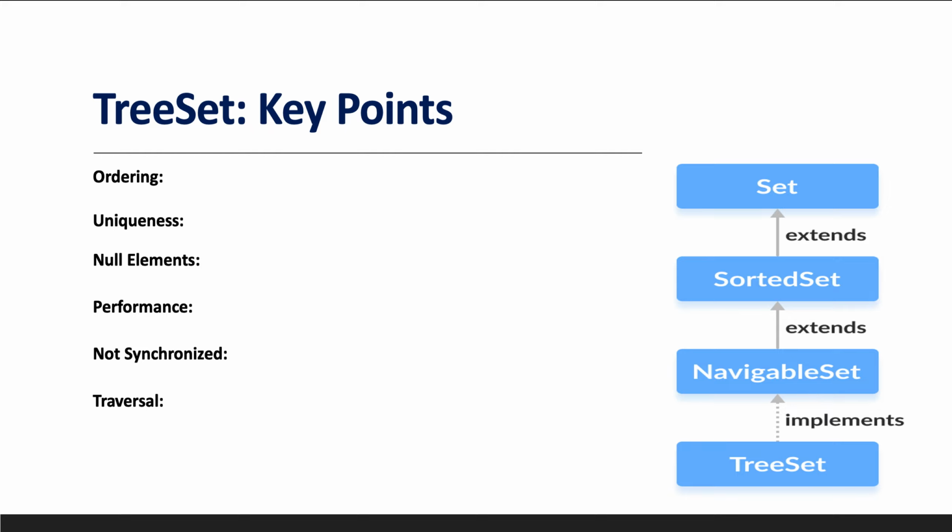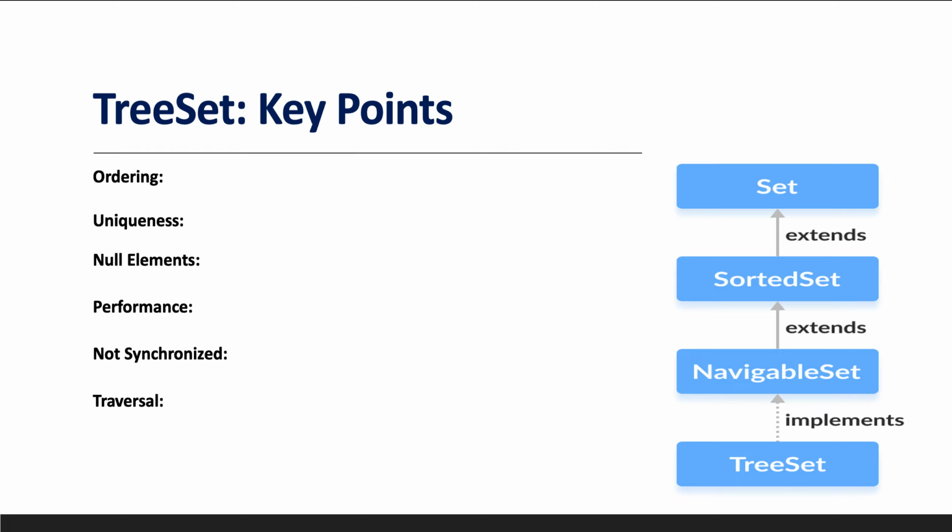Okay. So next is traversal. Since it is non-synchronized, if we want to traverse the elements, traversal is nothing but the iteration of the collection. So during the iteration of the collection, if we want to perform any operation that is going to modify the original list, in that case it is going to throw some exception. So basically TreeSet is fail-fast.